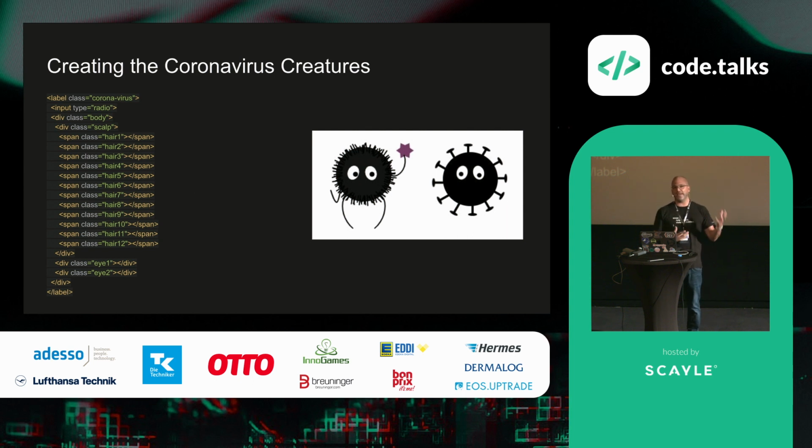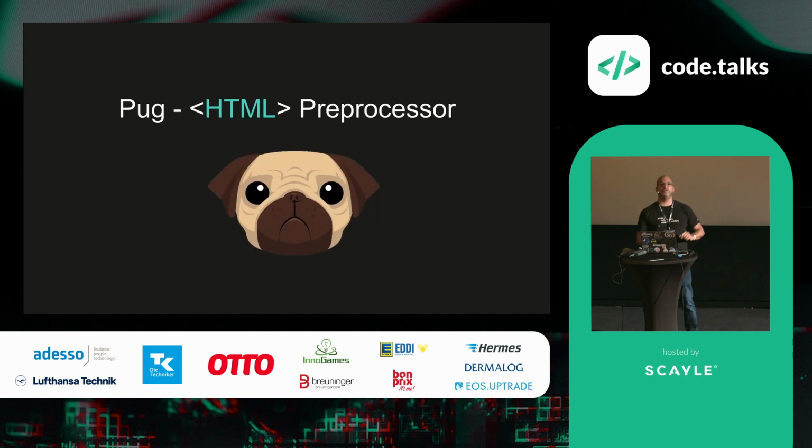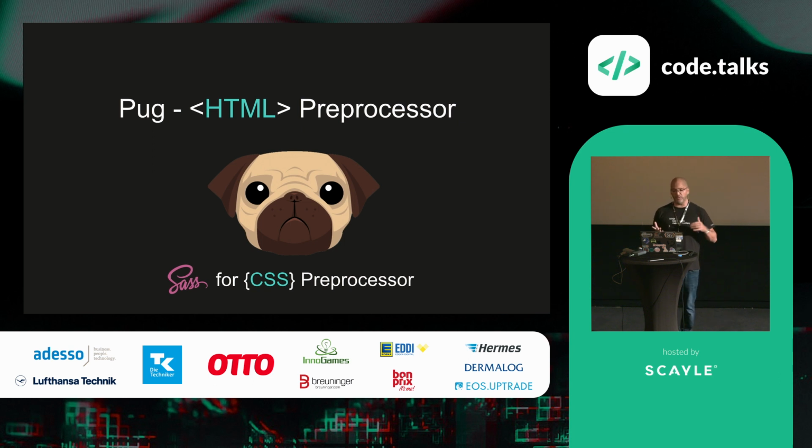And I needed to think about a way to solve this problem. For the first time in my life, I'm using an HTML preprocessor that makes the repetition part in the HTML easier to do. And for the CSS part, I'm using the Sass CSS preprocessor that I've been using for the last 12 years, I think, in every one of my projects.